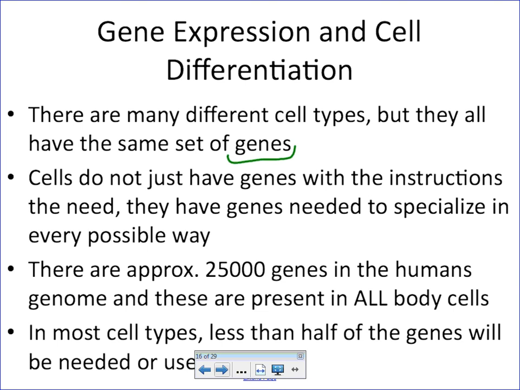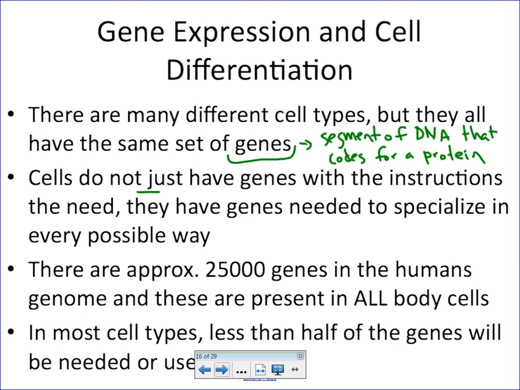So what is a gene? We can think of it as segments of DNA that code for a protein. That protein will have a very specific role within the cell. So even though we have many different cell types, they all have the same set of genes. They all have the same segments of DNA that will code for all of these different proteins.